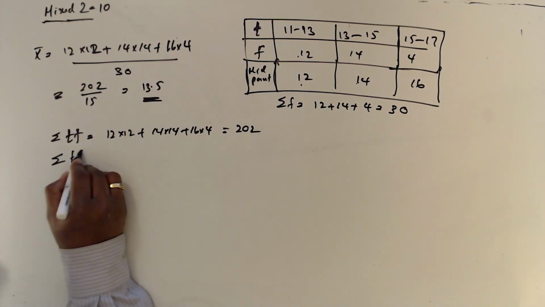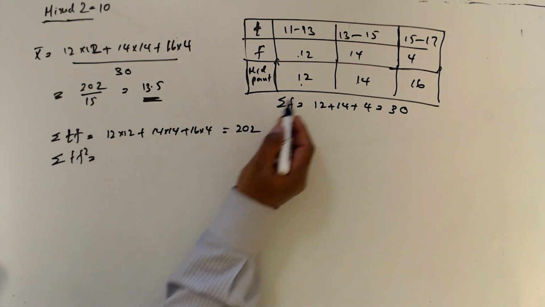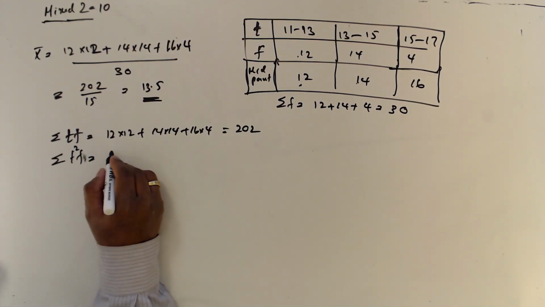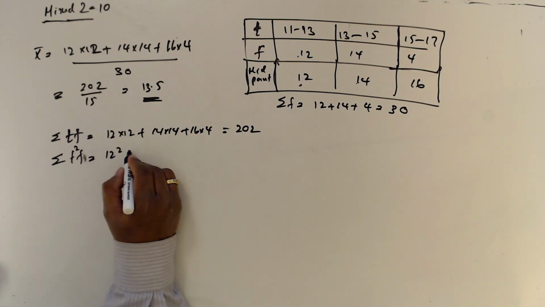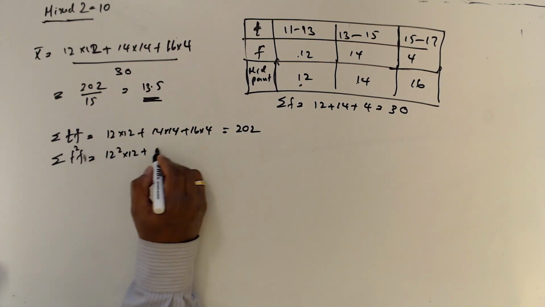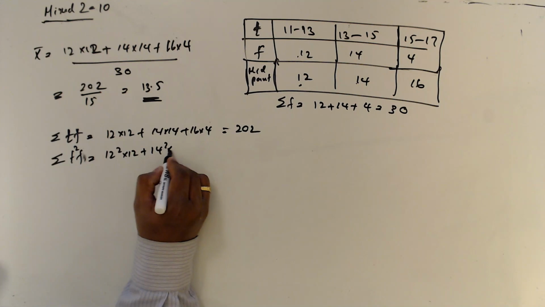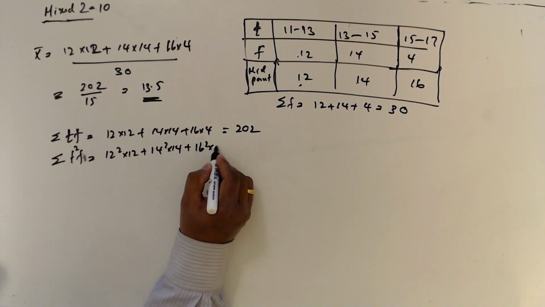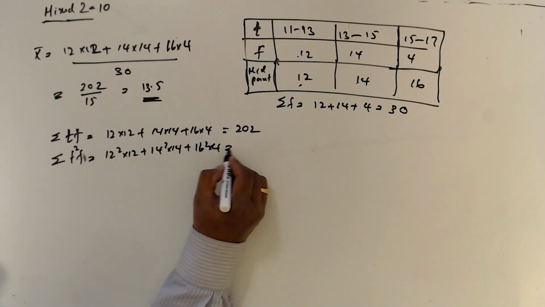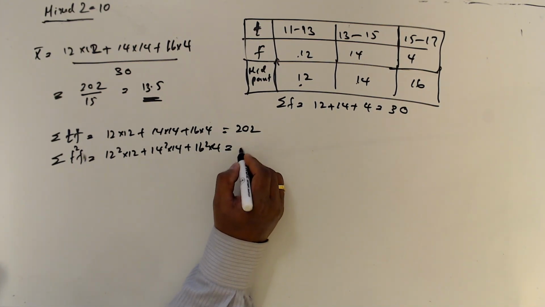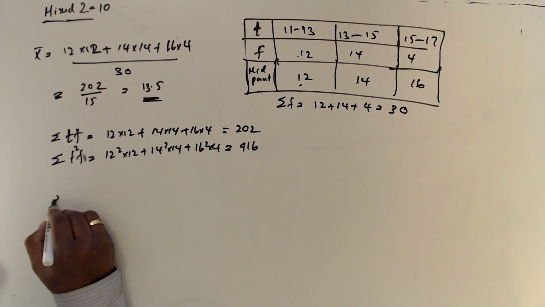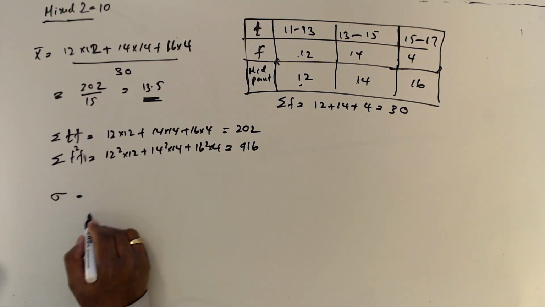Then summation t square f, so no, t square f: 12 square times 12 plus 14 square times 14 plus 16 square times 4. So this value is going to be 916. Then we need sigma, the standard deviation.